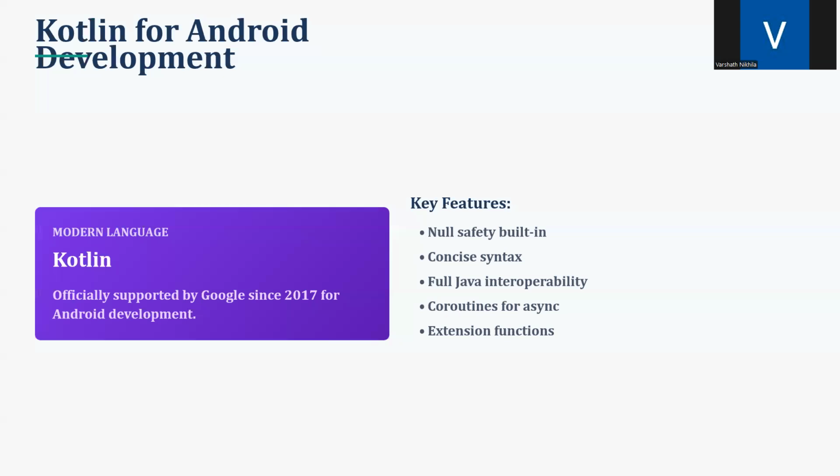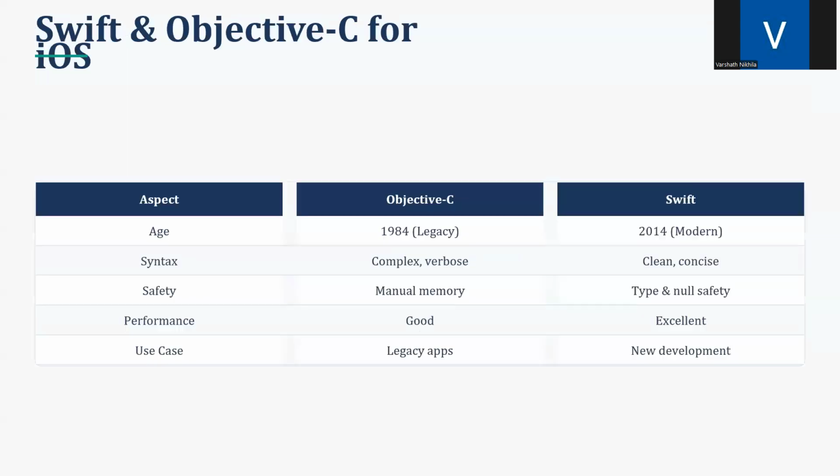Kotlin for Android development. Kotlin is a modern language officially supported by Google since 2017 for Android development. The key features: null safety built in, concise syntax, full Java interoperability, coroutines for async, and extension functions. Swift and Objective-C for iOS. Objective-C is the base, the old one we used previously. Then these are the differences between Objective-C and Swift.